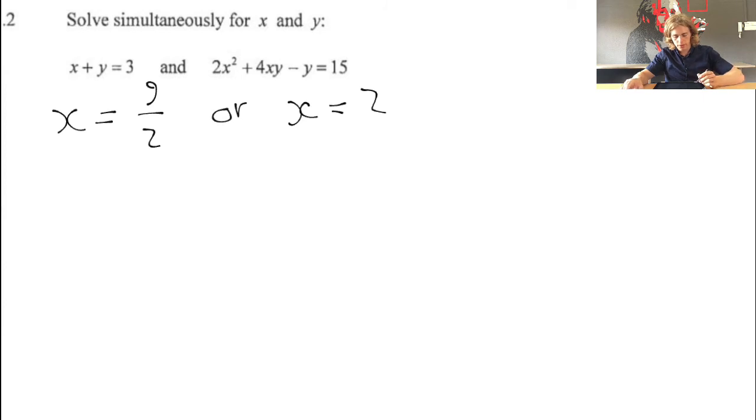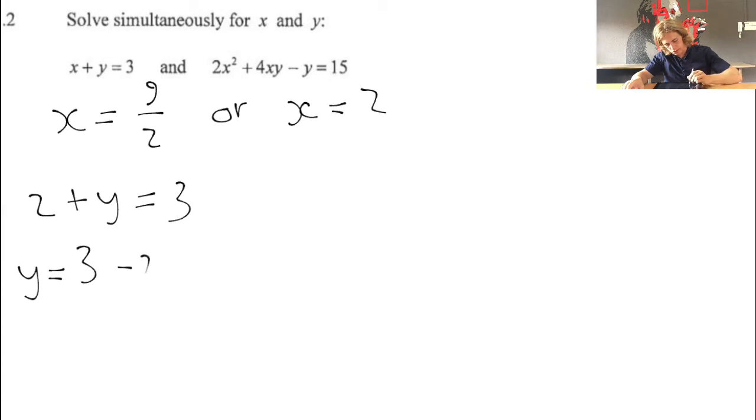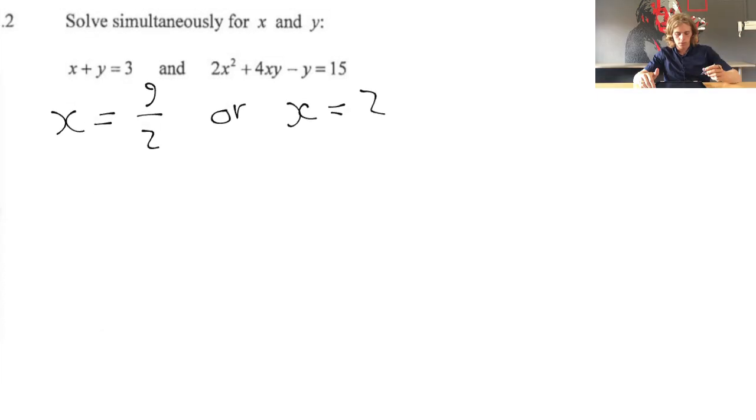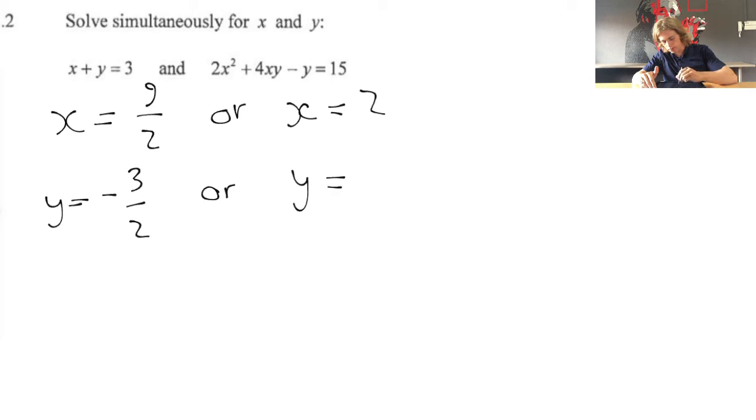Okay, and now we're going to put the x equals 2 in. We're going to have 2 plus y equals 3. And so y equals 3 minus 2, and therefore y equals 1. This means we're going to be left with x equals 9 over 2 and y equals negative 3 over 2, or x equals 2 and y equals 1.